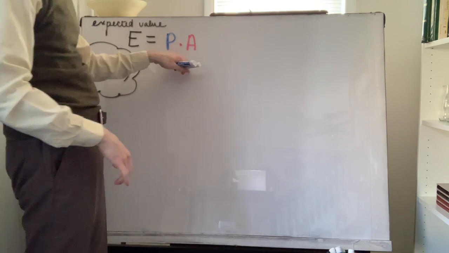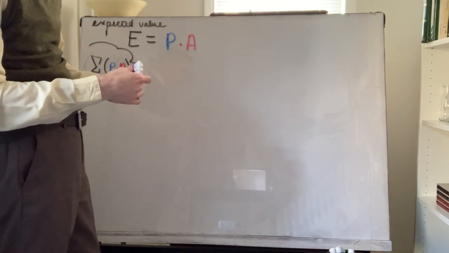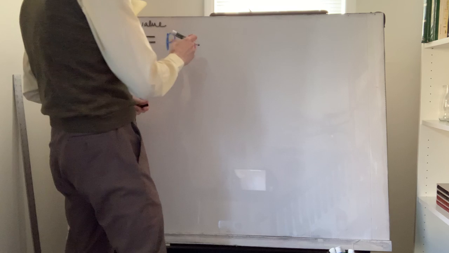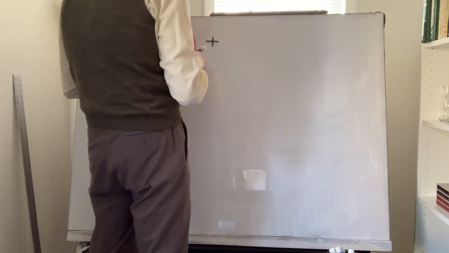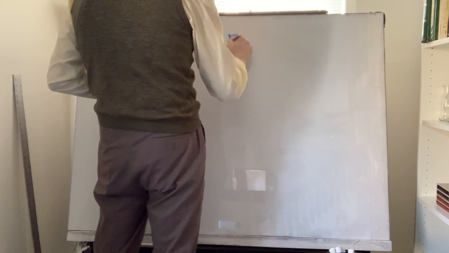You'll see one first probability and an amount that one would perhaps win or lose, and then a subsequent term, technically. So you'll see this.